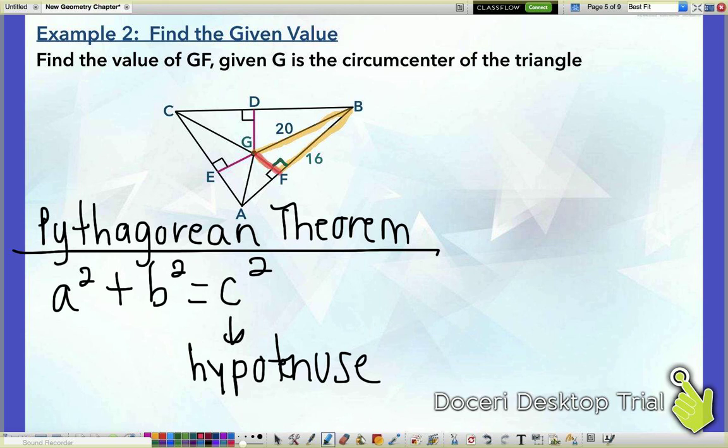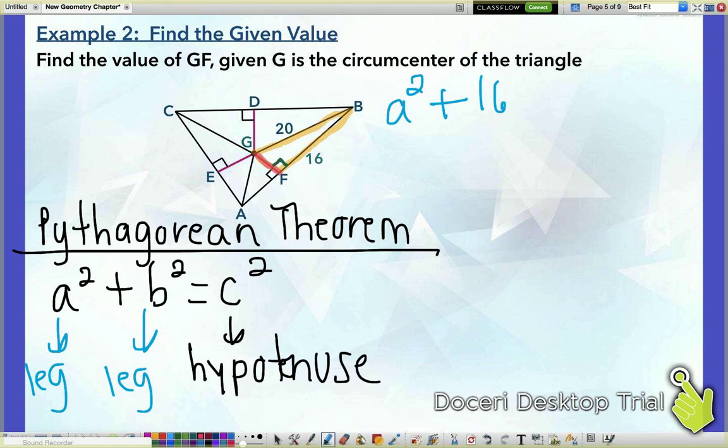So if I'm looking on there, I have GF, GB, and FB. I don't know GF. I'll just let that be a squared. B, so these are my two legs. My b squared would be FB. And then my hypotenuse, which is across from the right angle, is 20 squared. So we're just going to work this out. And 16 squared. I'm giving you guys a minute to actually do this.